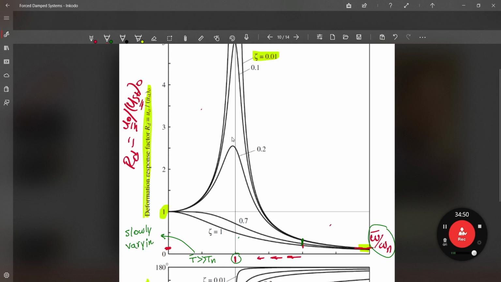The force is slowly varying in this part here, less than 1. Okay, what is the meaning of this? Can you imagine? You can close your eyes and imagine that the force is slowly applied on the system. Okay, so RD is only slightly larger than 1 and is essentially independent of damping.